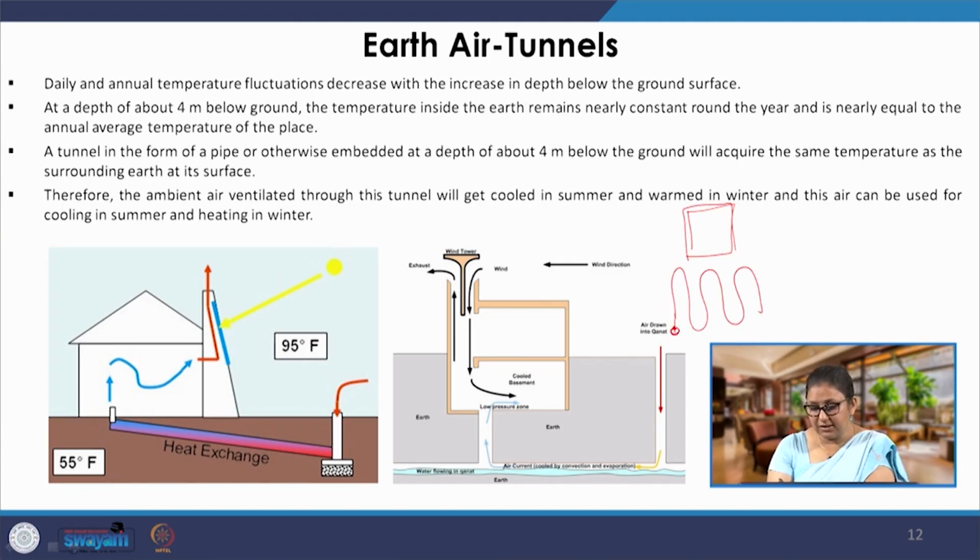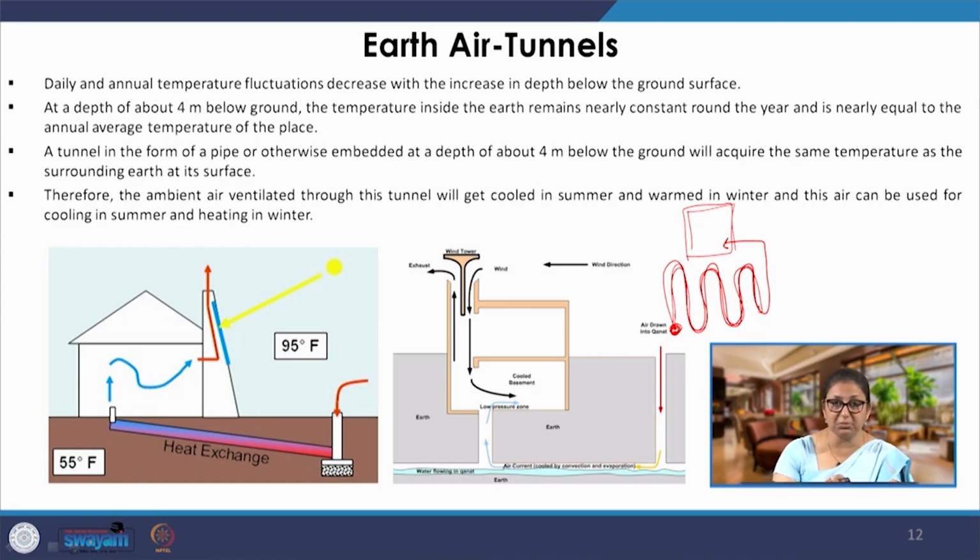We will take the air in through some entry point, an entry duct, and then allow the air to pass through this duct and be supplied into the building. By the time this hot air passes through the duct, it will give up all the excessive heat. It will do the reverse in cold climates also, because the ground again remains at an average annual temperature.